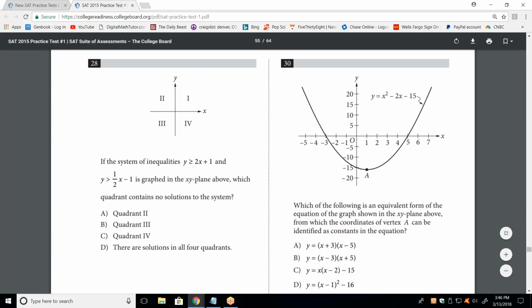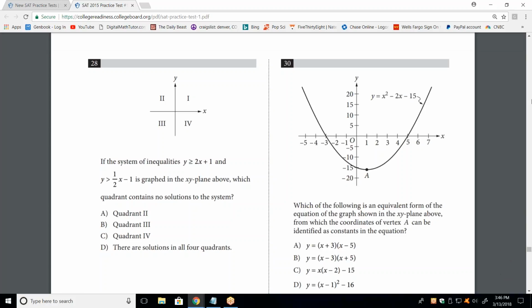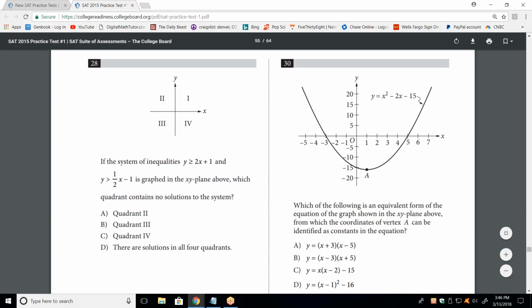Hold on. Wouldn't it have to be A? Well, I can see why you picked A. It's tempting to pick A. First of all, A is that function factored. X plus 3 times x minus 5.